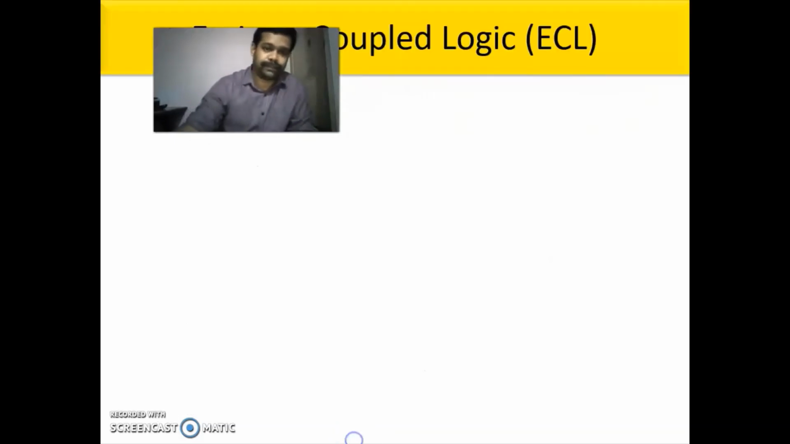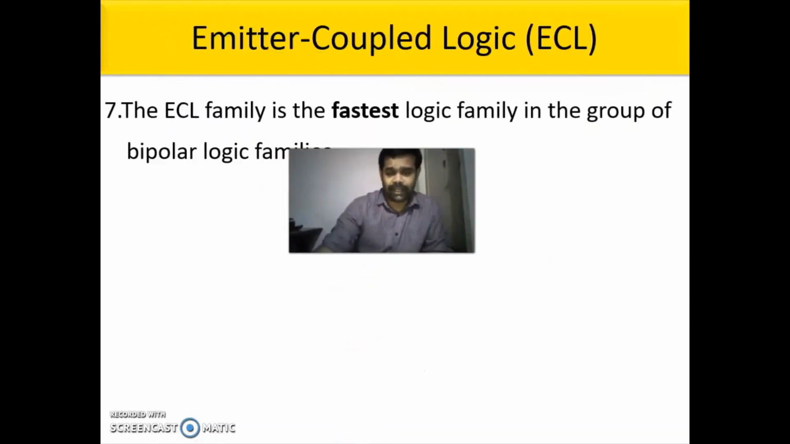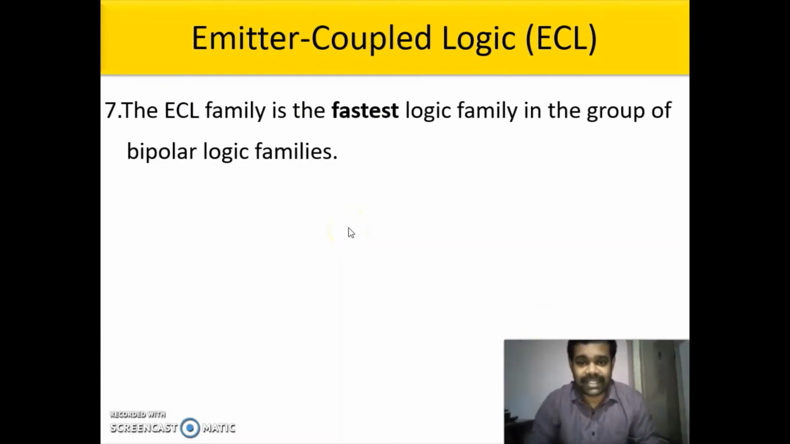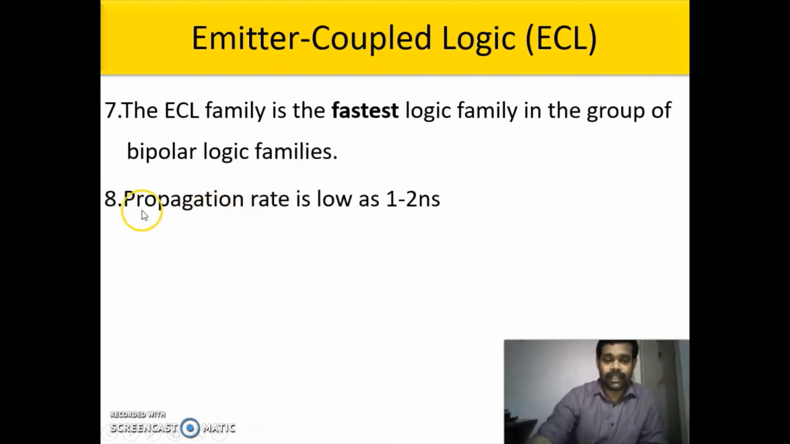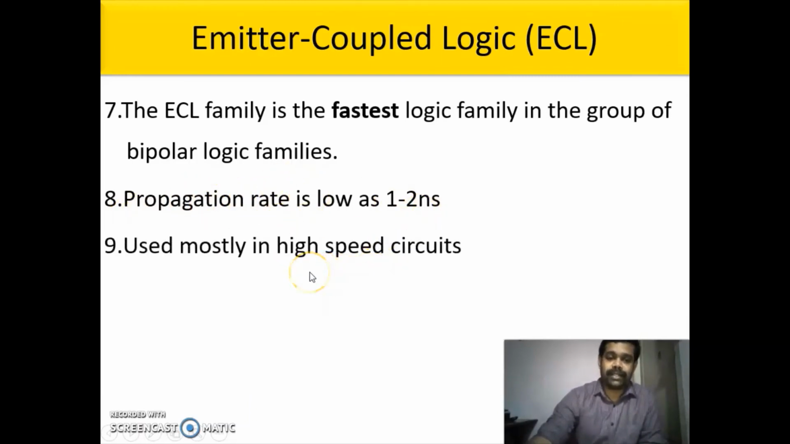Another important thing is that the ECL family is the fastest logic family in the group of bipolar logic families. This ECL comes under the bipolar logic family, and it is the fastest. A one mark or bit question may come: which is the fastest logic family in the bipolar family? ECL. The propagation delay is 1 to 2 nanoseconds. It is used in high speed circuits. This emitter coupled logic is used in very high speed circuits.